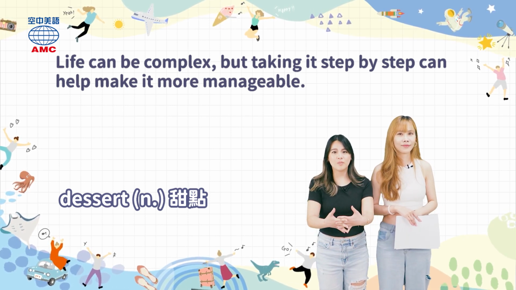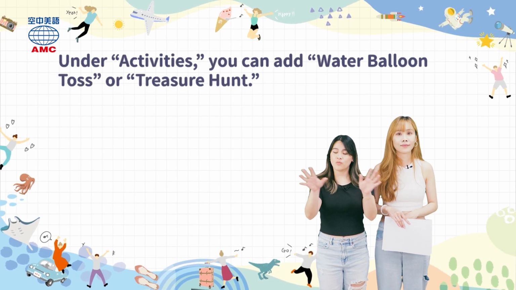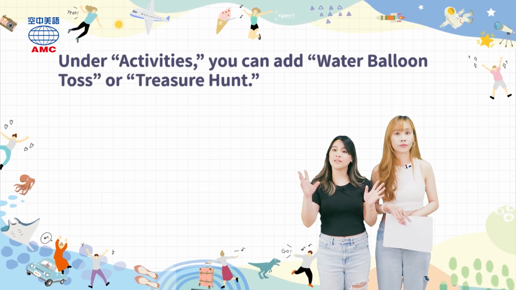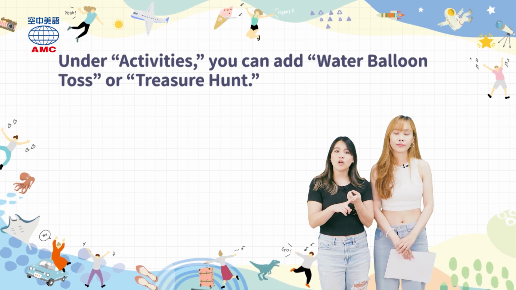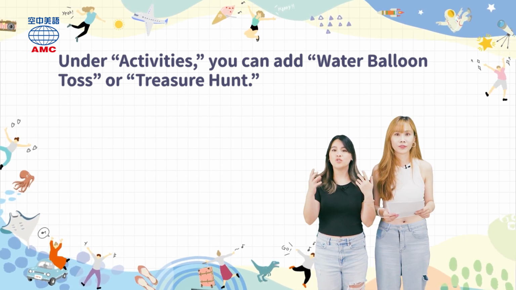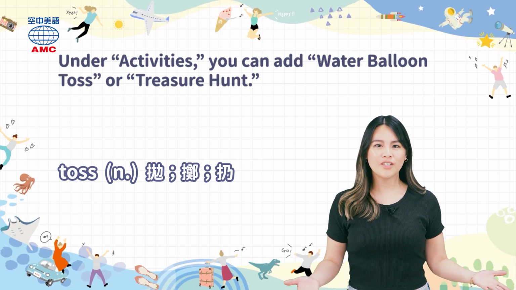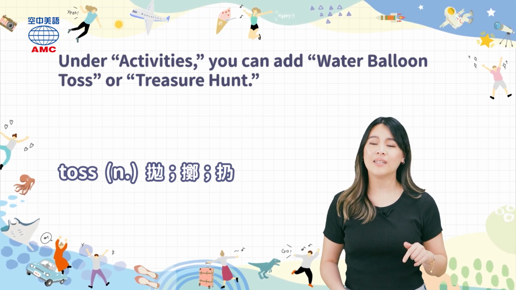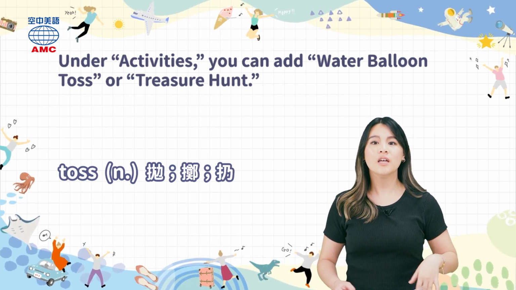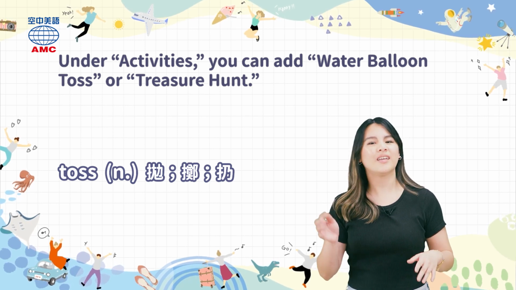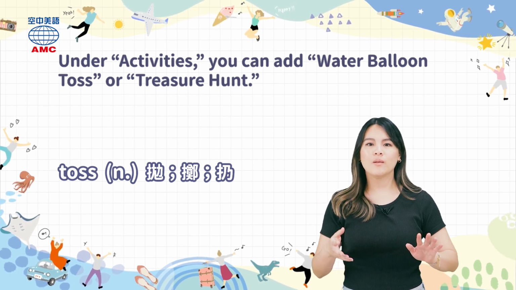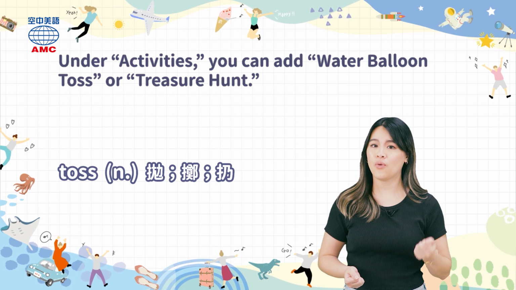Okay, and then they teach us a bit more on how we can write out the branches. It says under activities, you can add water balloon toss or treasure hunt. Oh. Ooh, sounds fun. Let's look at the word toss. Here it's a noun and it's the act of throwing something gently or in a kind of careless way. So there's a power difference between a throw and a toss.